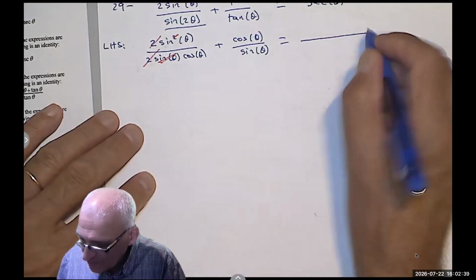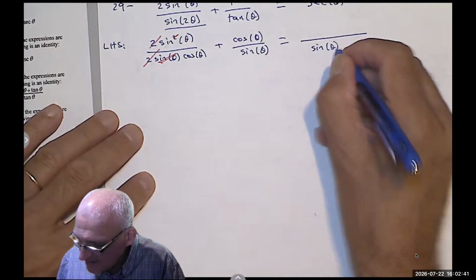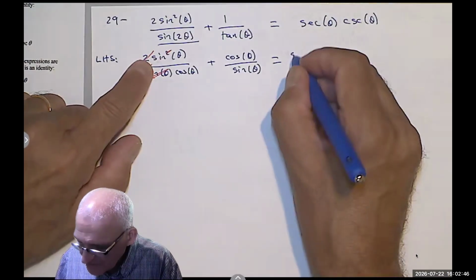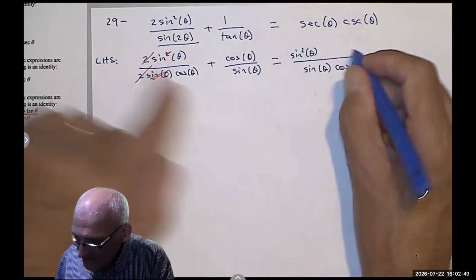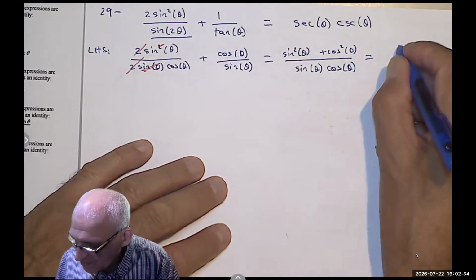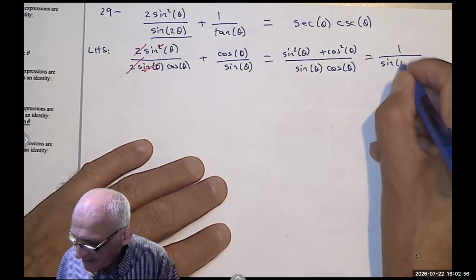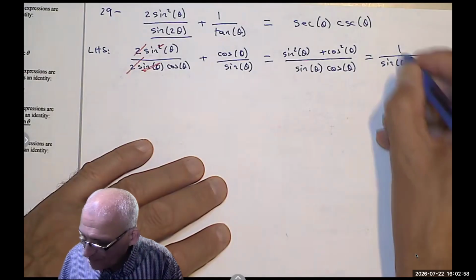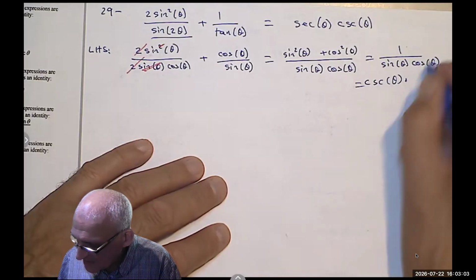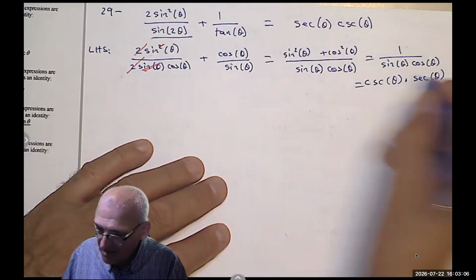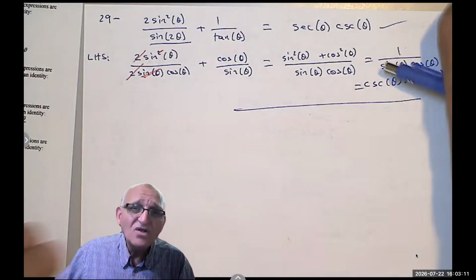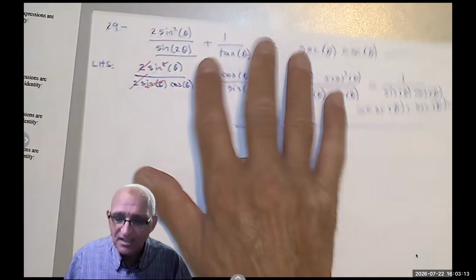So you take a common denominator of sine theta cos theta. This becomes sine square theta, and this becomes cos square theta, which sum to 1. So you get 1 over sine theta cos theta. 1 over sine is cosecant theta times 1 over cosine is secant theta, which is just the reverse of that. And so with all the identities, we know the right-hand side equals the left-hand side.